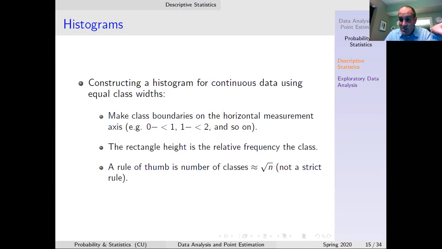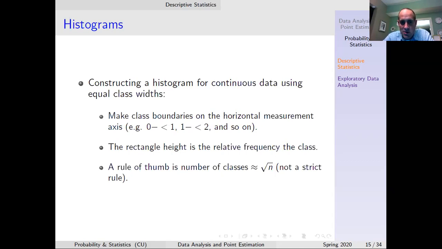So you have classes, and you count the number of data values that fall into each one of those classes, and that forms your height. Either you count the total number of things that fell in there, that would be a frequency distribution, or you count the percentage of data that fell in there, that would be a relative frequency distribution or histogram. So you make class boundaries on the horizontal measurement.